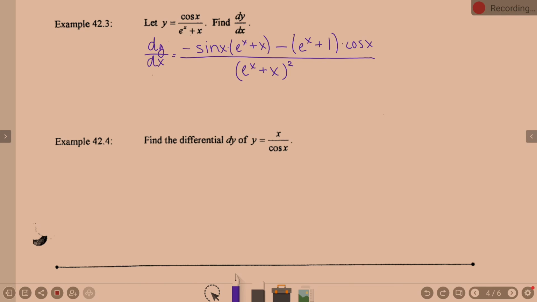Now, what the book tends to do is they will sometimes break it into two fractions. If you break it into negative sine x e to the x plus x over e to the x plus x squared, well, in that fraction, an e to the x plus x can cancel. Minus, the second fraction would just have to stay as is: e to the x plus 1 over cosine x times cosine x over e to the x plus x quantity squared. I have the answer key or my notes as this, but if you had to divide into two fractions, which we'll talk about at some point, you might see that. Okay?